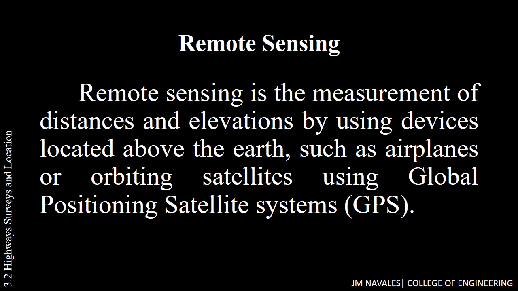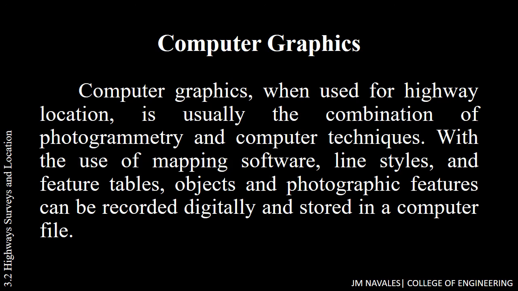Remote sensing is the measurement of distances and elevations by using devices located above the Earth, such as airplanes or orbiting satellites using global positioning systems. And computer graphics, when used for highway location, is usually the combination of photogrammetry and computer techniques. With the use of mapping software, line styles, and feature tables, objects and photographic features can be recorded digitally and stored in a computer.